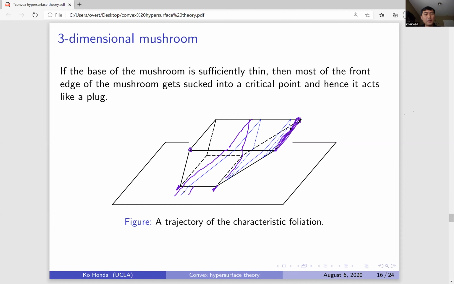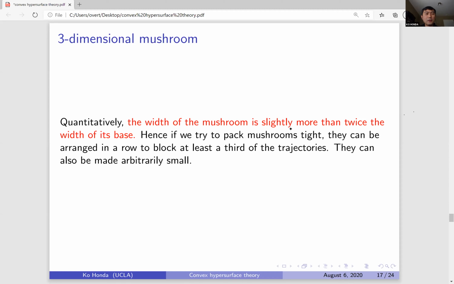Okay, and quantitatively, you have to do this calculation. The width of the mushroom has to be slightly more than twice the width of the base. So there's actually a mildly quantitative feature to this. So the profile of the mushroom looks like this, and this was the width. I'm sorry, this was the base. And this was the width, right? And the width actually has to be slightly more than twice the length of the base.